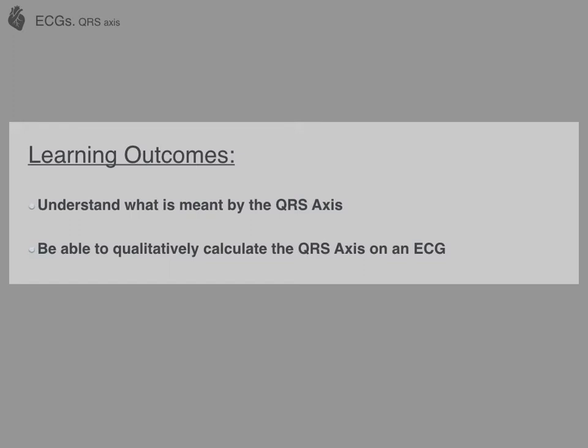Aims of this brief talk today are for you to be able to understand what we mean by the QRS axis and for you to be able to qualitatively calculate the QRS axis on an ECG. There is a more advanced method of how to quantitatively calculate this, which in the future I may try to put together another teaching session on. But for your purposes now, especially for phase 2, this qualitative calculation should be more than enough.